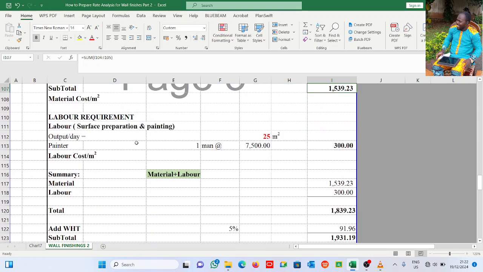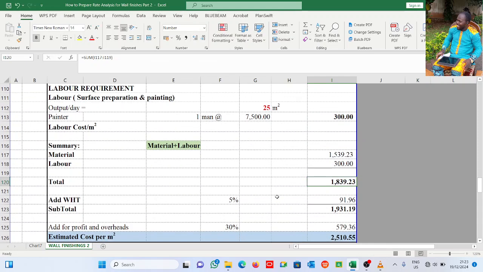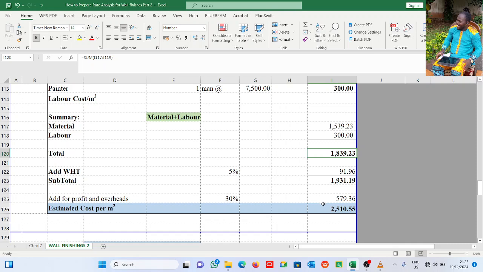Now for the labor component, output per day is 25 square meters, or like in emulsion, that is 30. So for 1 square meter, 75 divided by 25. All right, so we get the material now and the labor. We add them up together, and then we add withholding tax. I already explained that. Then we add profit and overhead.